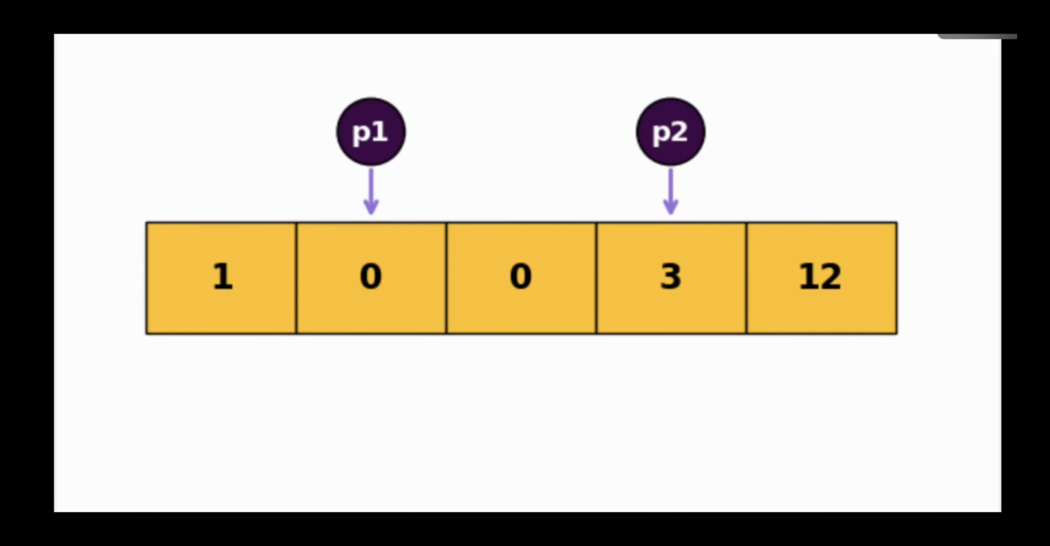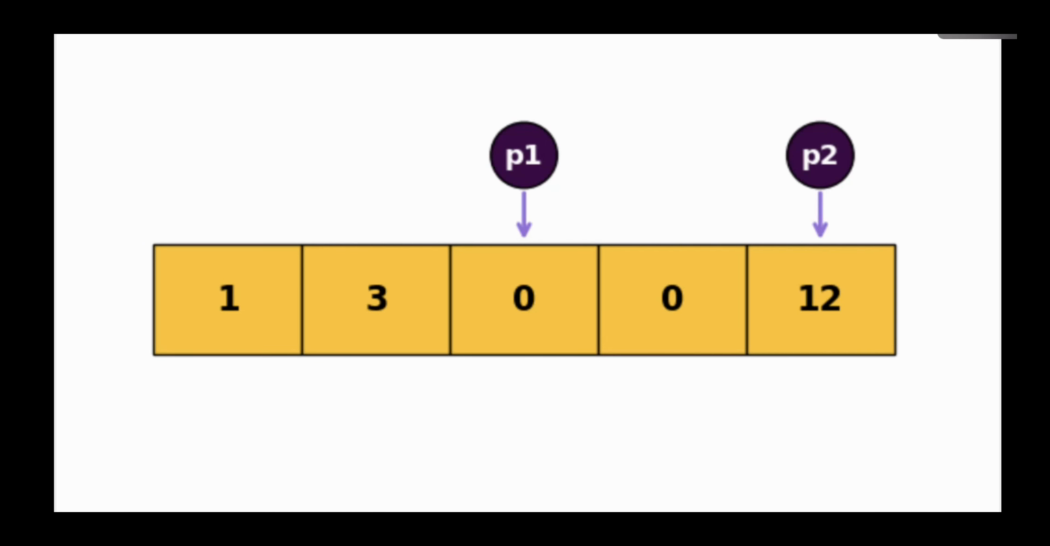And here we can see that the value at pointer 2 is non-zero, and the value at pointer P1 is 0 yet. So we swap these two values, and this converts to 3, and this is 0. And again, we increase P1 here and P2 to here. Okay, so in the next step, this is P1 and this is P2. Again, at P2, we can see that the value at P2 is non-zero, the value at P1 is 0. So we swap these two and increase P1. So this is 12 and this is 0.